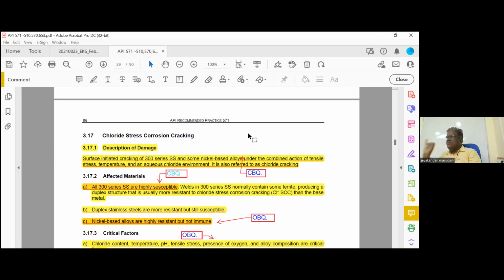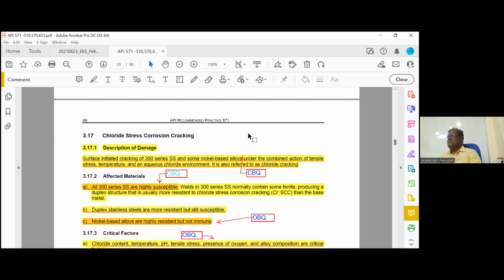Nickel content 8 to 12%, highly susceptible to chloride stress corrosion cracking. Nickel content above 35%, highly resistant. Above 45%, nearly immune. Again, I will repeat: nickel 8 to 12%, highly susceptible, highly possible. Above 35, highly resistant. Above 45, nearly immune. Nearly immune is very rare. It will not come.